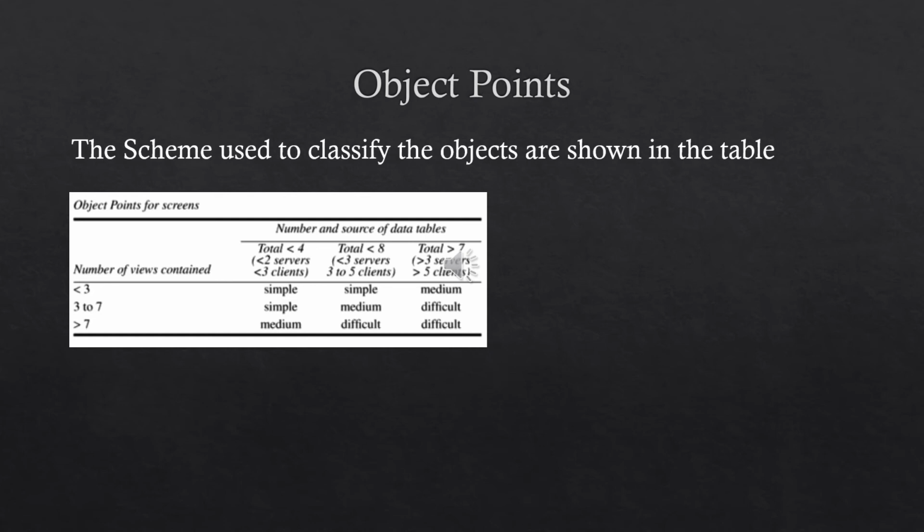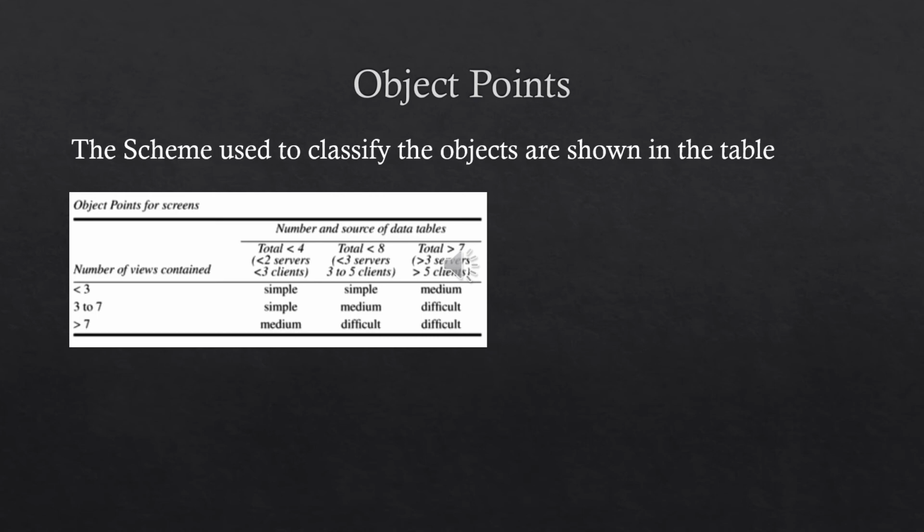One rule. Then next, another rule is if the number of views contained is less than 3 and the total number and source of data tables is less than 8, second column. Out of that 8 or less than 8, server must be less than 3 and client range between 3 to 5. Then it can be defined as simple.